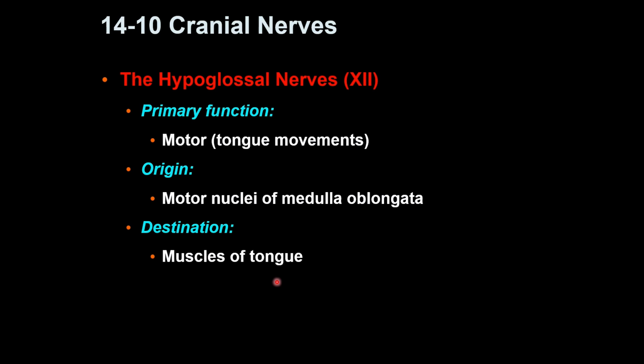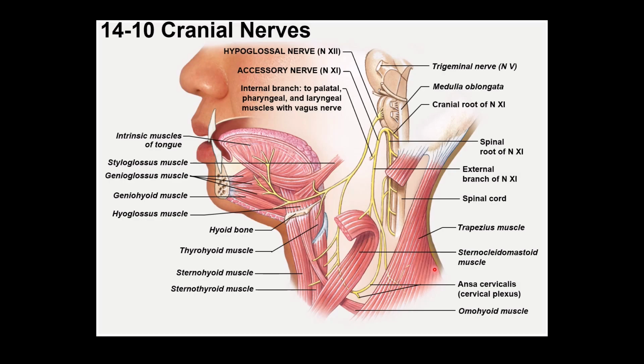And this image shows the nerve supply for cranial nerves 11 and 12. So these are the sternocleidomastoid and trapezius muscles, and they are supplied by cranial nerve 11, and these are the muscles of the tongue. So the genioglossus, this is the intrinsic muscles of the tongue, and this is hyoglossus and styloglossus. These are supplied by cranial nerve 12, and cranial nerve 12 passes through the hypoglossal canal.